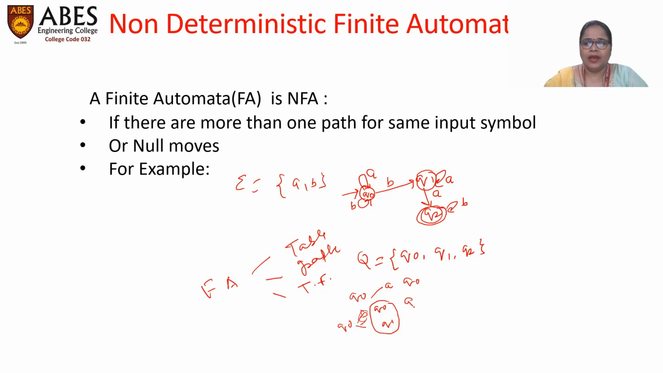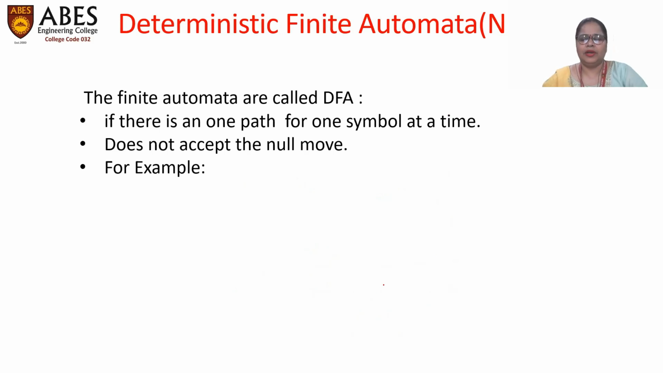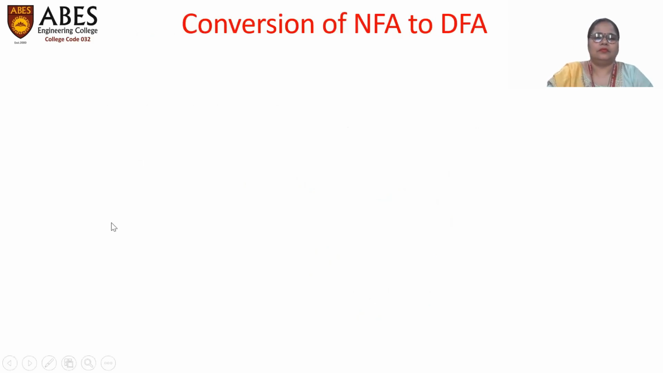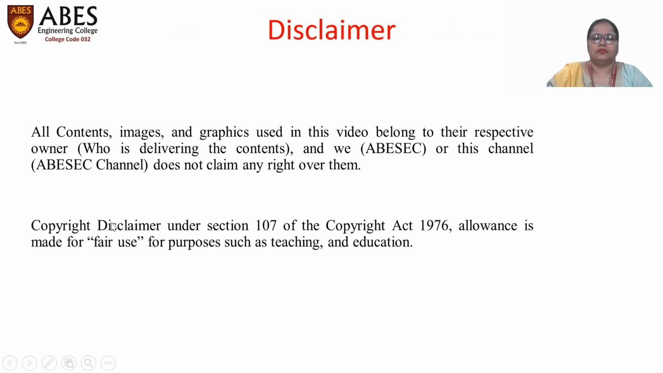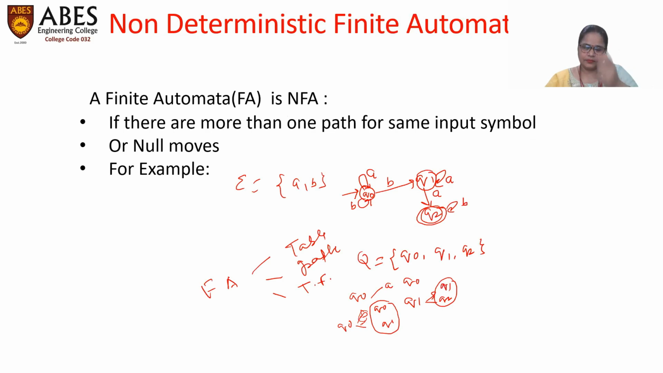At state Q1, same here, for input symbol a, you are going to Q1 as well as Q2. This is also called non-determinism. At state Q2, you are reading only b symbol. So this is called non-determinism.